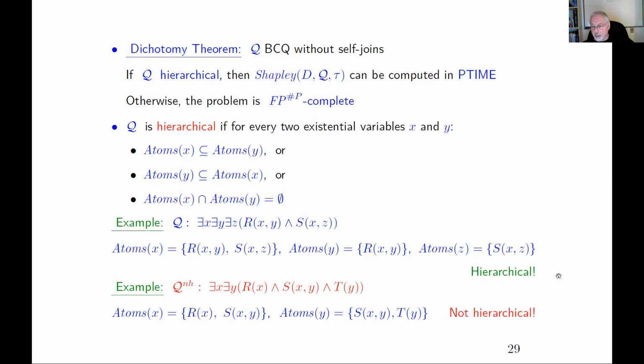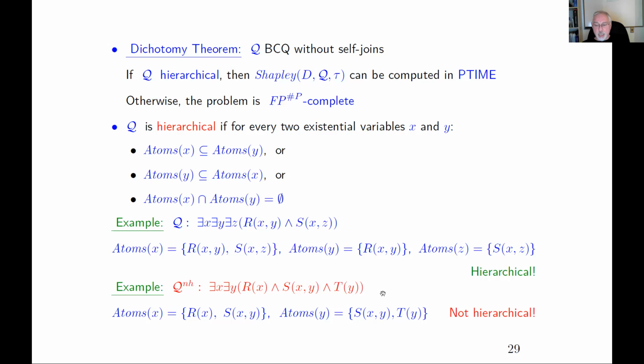So this is a hierarchical query, and computing the Shapley value for this query for the tuple would be doable in polynomial time in the size of the database. This other query, and H stands for non-hierarchical, and actually we can check that it is not. So the atoms that contain X are these two, the atoms that contain Y are these two, and this is not contained here, this is not contained here, and they are not disjoint.